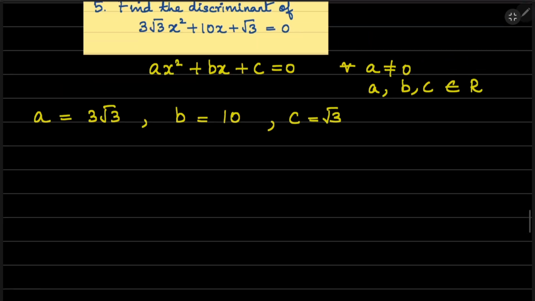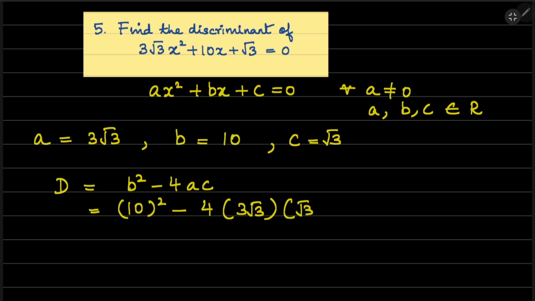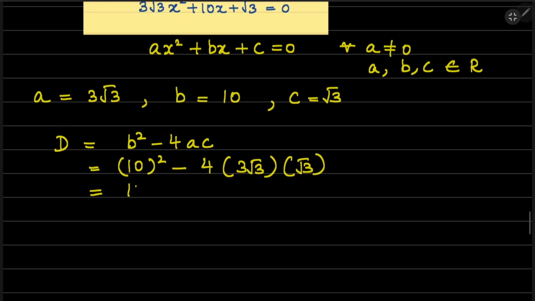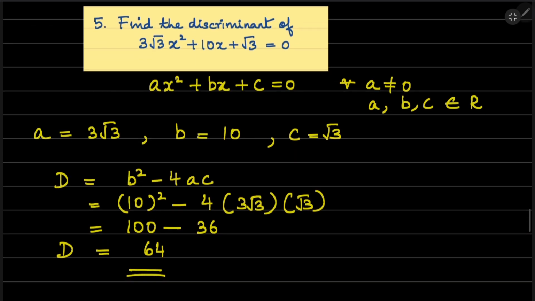Right? Discriminant, you have to find the discriminant. So the formula is b square minus 4ac. What is b? 10. 10 square minus 4 multiplied by a is 3 root 3. C is nothing but just root 3. So 10 square is 100 minus 4 3s are 12. 12 3s are 36. So 100 minus 36 is 64. So that's your answer. Therefore, the discriminant value is 64 for this question.